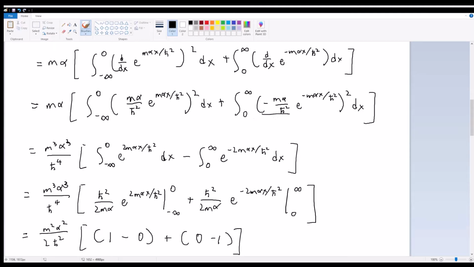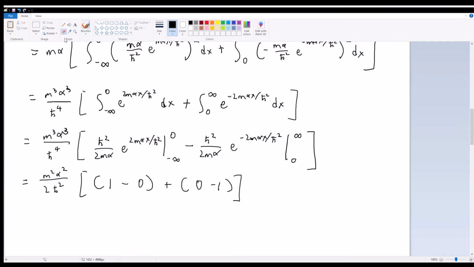This term right here, because of the fact that it's squared, the negative sign doesn't actually matter. So this is actually supposed to be a positive, and therefore this term is supposed to be a negative. That means this bottom term is also going to be a negative. And then this is going to give us m squared alpha squared over 2h bar squared, and then 1 plus 1, which is equal to 2. That's going to cancel out the 2 at the bottom. This is going to give us m squared alpha squared over h bar squared.